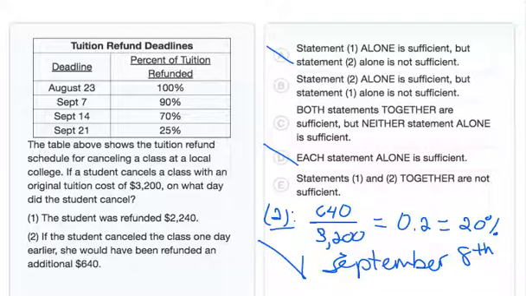So if we look at our answer choices, we can eliminate answer choice C and E. And our final answer choice would be choice B. Statement 2 alone is sufficient, but statement 1 alone is not sufficient.